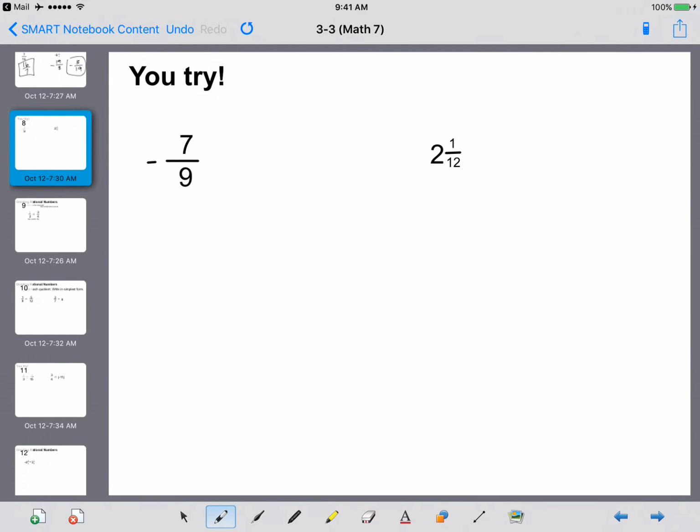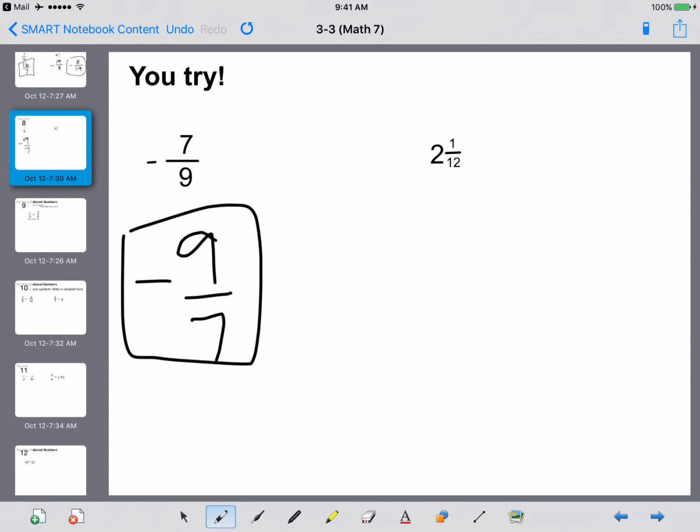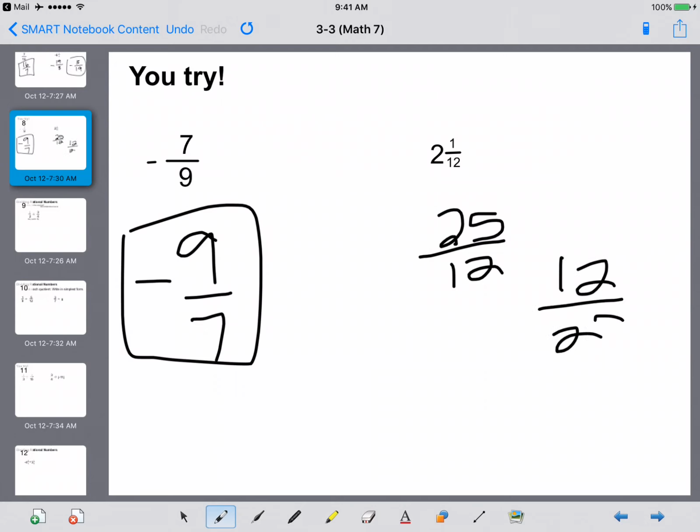So -7/9, your reciprocal remains a negative, and it becomes -9/7 for the reciprocal. 2 1/12, improper fraction, 2 times 12 is 24, plus 1 is 25 over 12. So your reciprocal is 12/25.